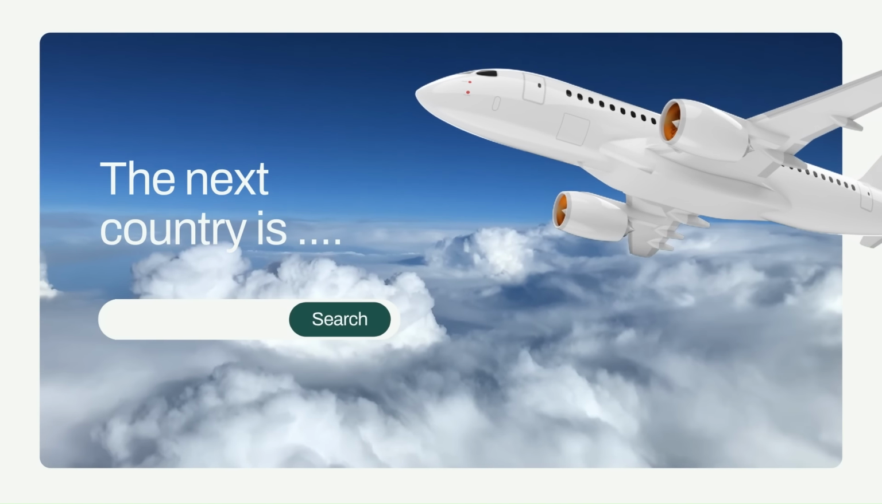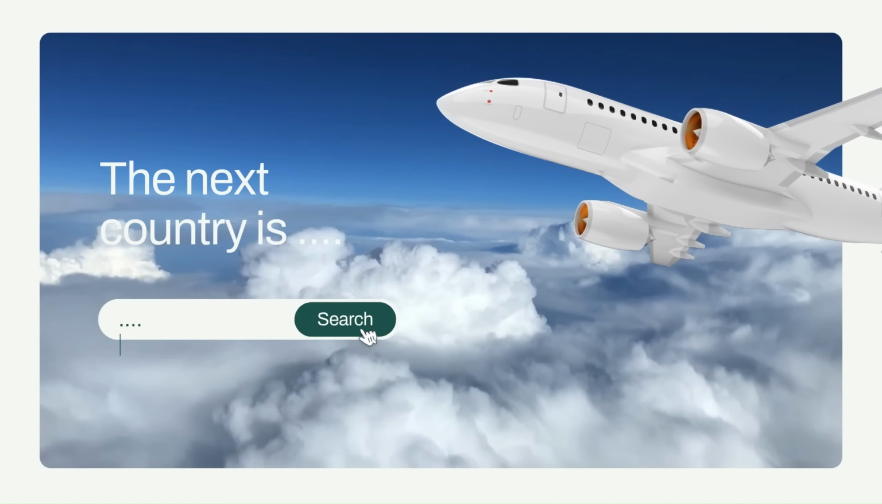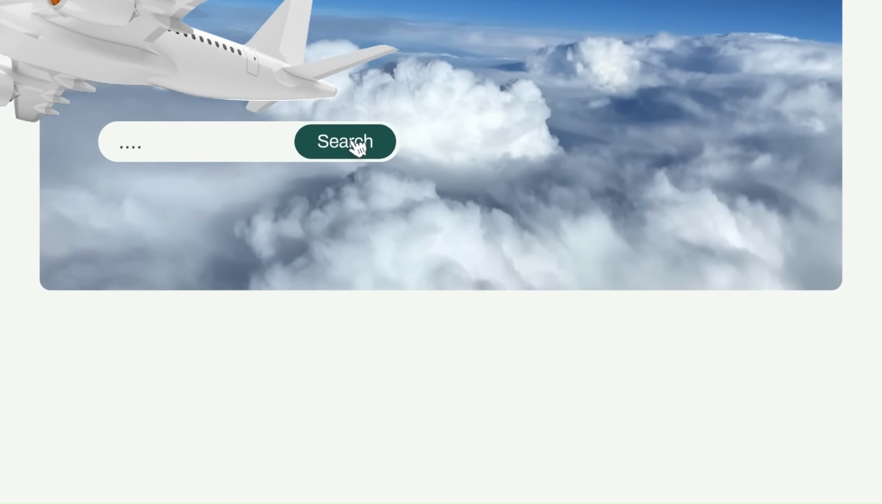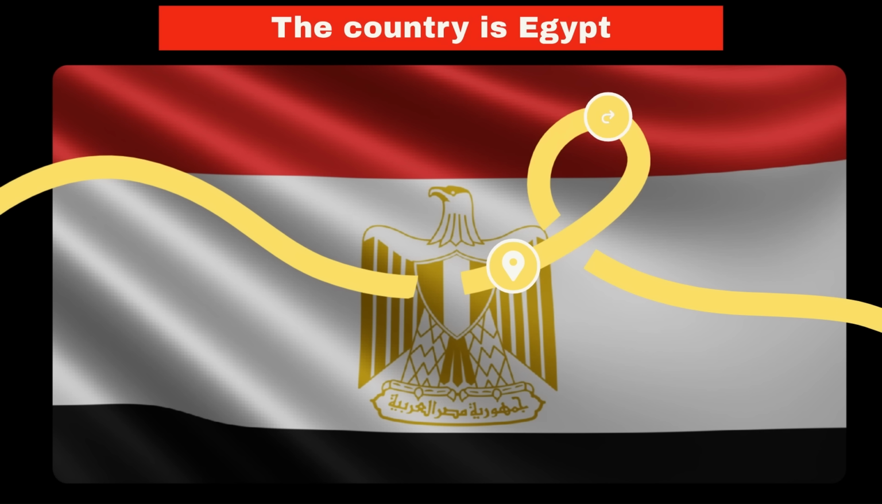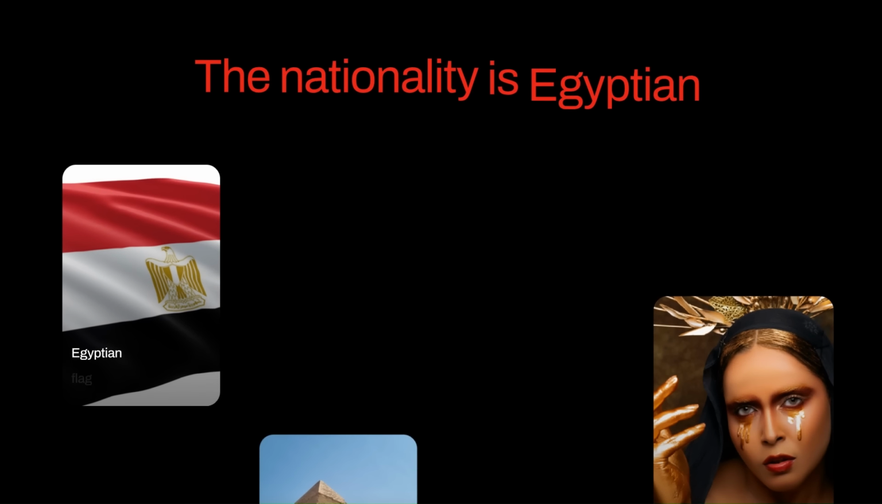The next country is Egypt. The Egyptian flag is red, white, and black. The nationality is Egyptian.